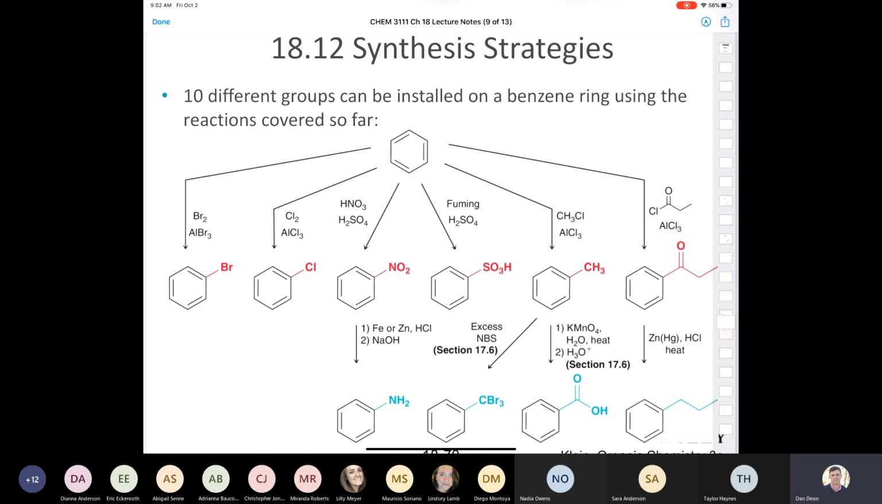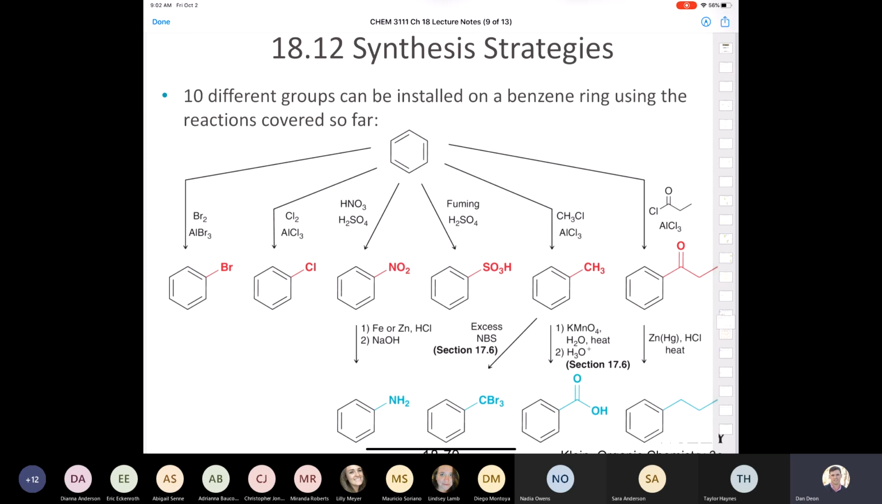Okay, this is a big slide. There's a lot of information on here. This is section 18.12, which deals with synthesis strategies. There's all kinds of different strategies that we have to take in synthesis in this chapter. And we still haven't finished learning all the new reactions because there's 3 sections at the end, 18.13, 14, and 15, that we'll have to look at on Monday.